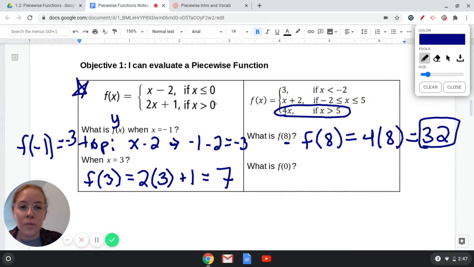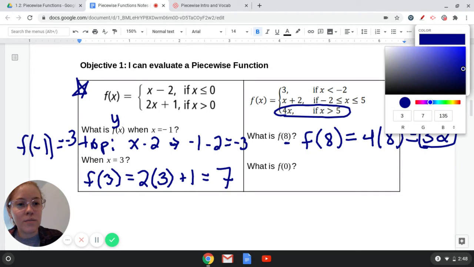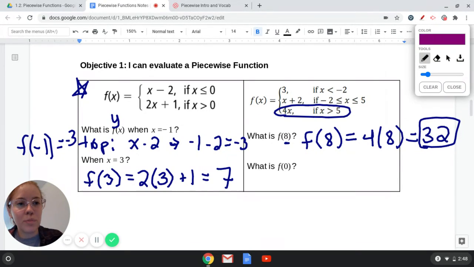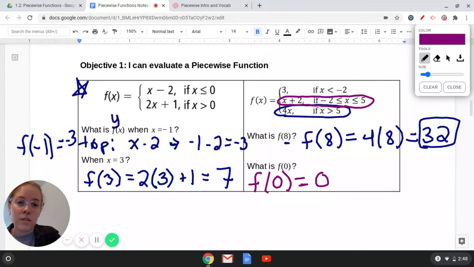Now f of 0, you need to figure out where 0 is in here. Is 0 greater than 5? Nah. Is 0 between negative 2 and 5? Yes. So now for this one, we are going to use the middle one. Maybe I can use like a dark pinkish color. So we're going to use this middle guy for f of 0. So this means f of 0 is going to be x plus 2. Remember, x is 0. So we end up with 0 plus 2, which is just equal to 2.